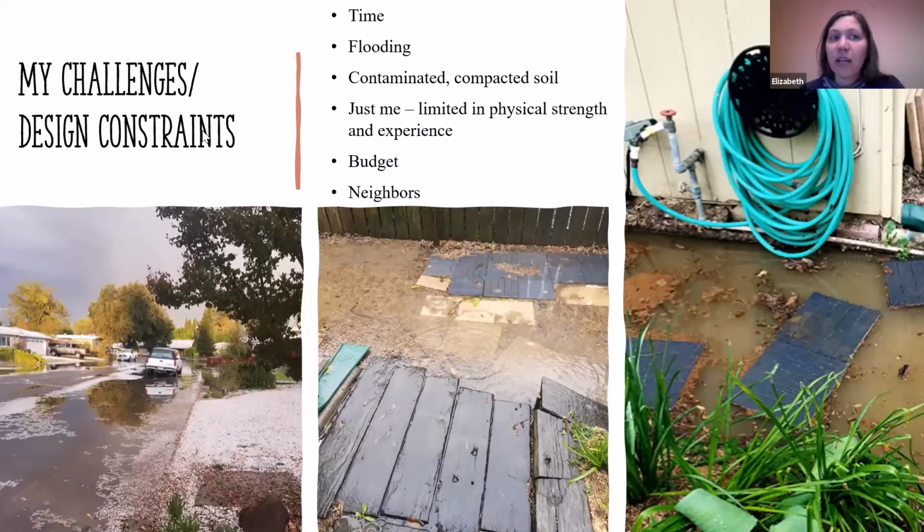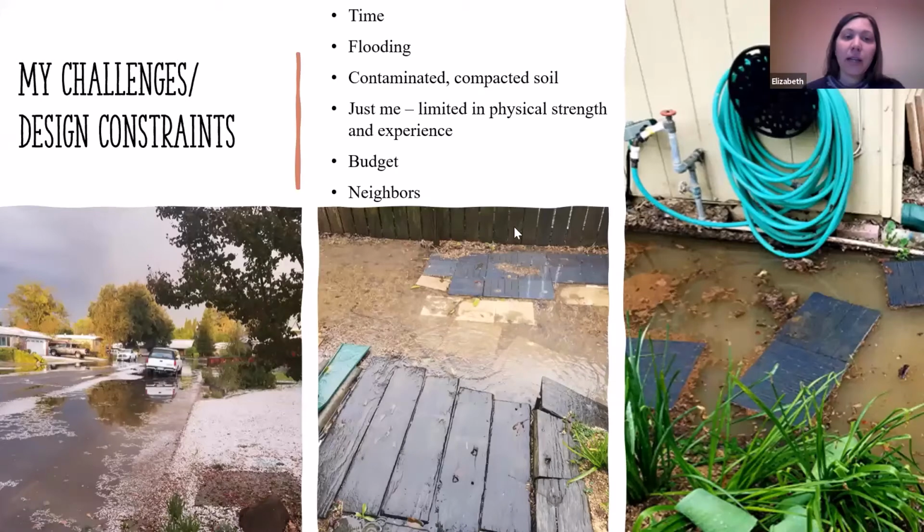Another constraint or challenge was that, like a lot of people around here, we had really compacted soil. Ours was contaminated as well. It was just me doing most of this. I did have help in for various things, but for the most part, it was limited by what I could do. My partner isn't really into this, and that's fine, but that was a constraint I had to take into consideration when I made my design. Our budget wasn't super high, especially for the larger things like putting in the gray water systems, and so that was something I had to work within.